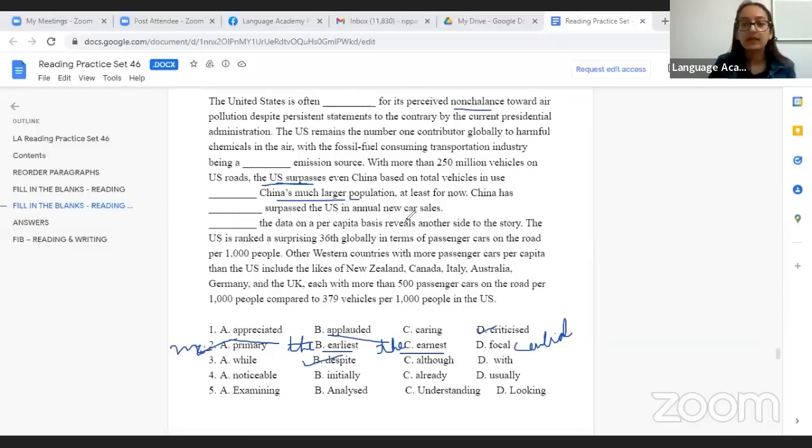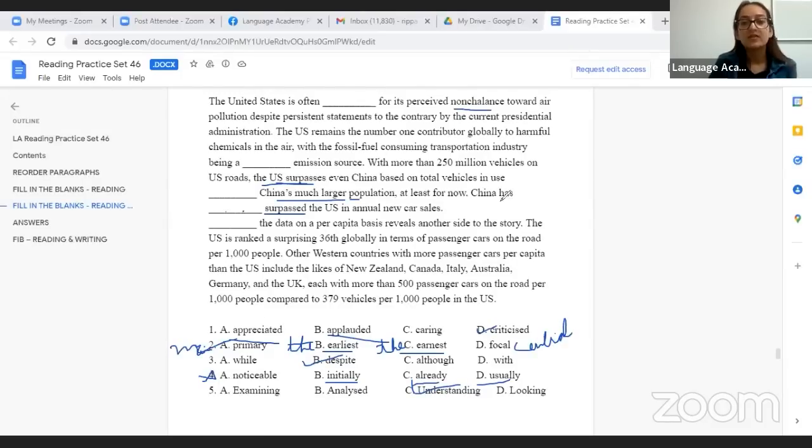And then they say China has surpassed the US in annual new car sales. The sentence is absolutely complete. Still we have a blank. Surpassed is a verb, so we need adverb here. And what adverbs do we have? Noticeable is not an adverb. Initially is, already is, and usually is. All three are adverbs. So you can make a note in your list of adverbs if you did not know that already is also an adverb, which is also the answer here.